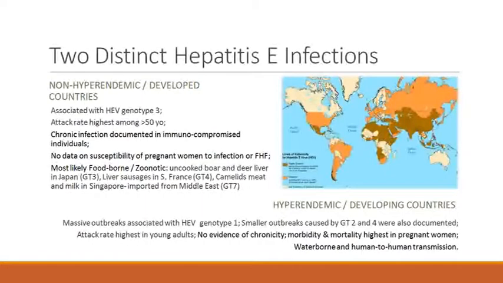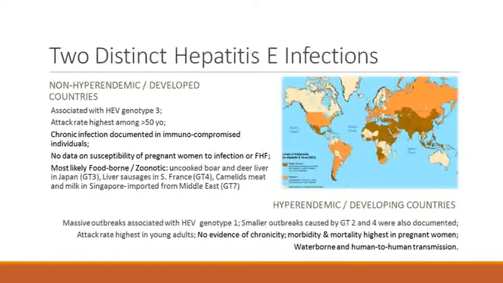Another hepatitis E virus infection occurs in hyperendemic areas, or in so-called developing countries. This infection causes massive outbreaks associated with genotype 1, and smaller outbreaks were described that were caused by genotype 2 and genotype 4. The attack rate is highest among young adults. There is no evidence of chronicity.